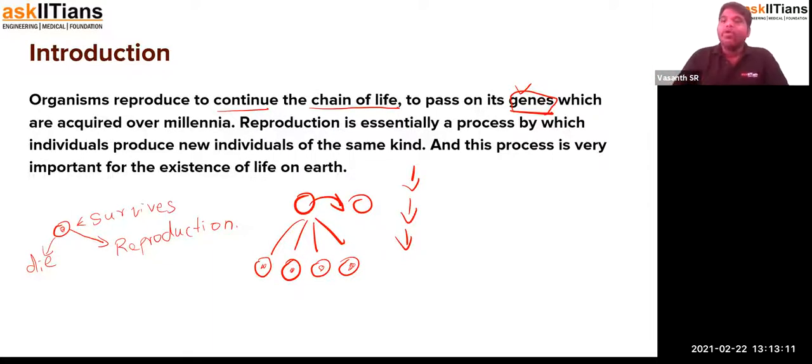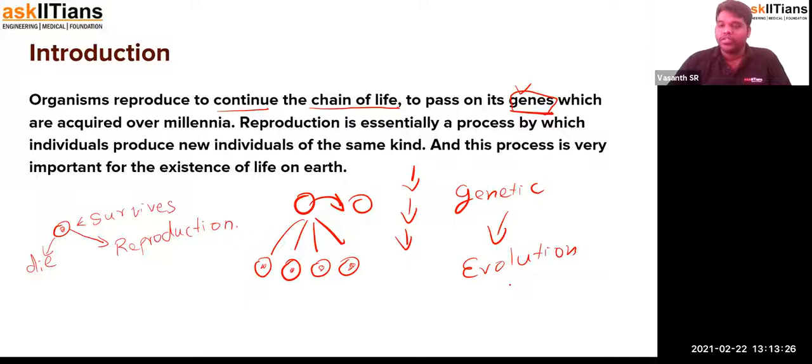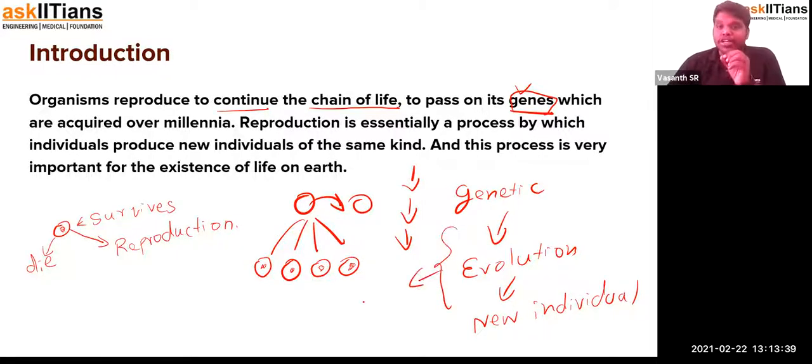In the same way, how were these characteristic differences acquired? That is because of the change in the genetic material. When the genetic material changes, it leads to evolution. This evolution leads to a new individual. This process happens majorly by the process of reproduction. Okay, that's the most important thing that you need to know.